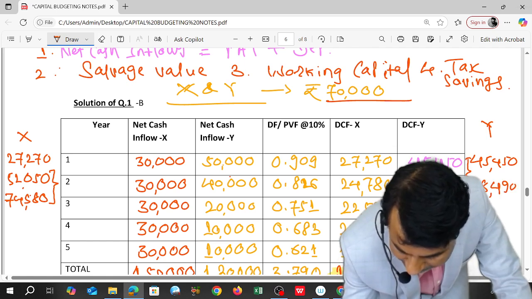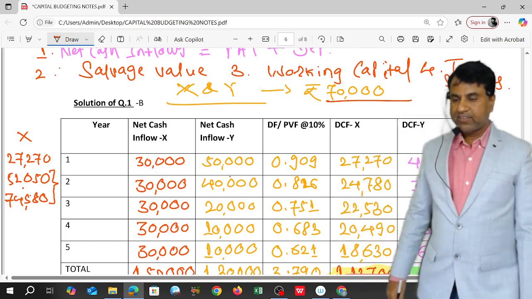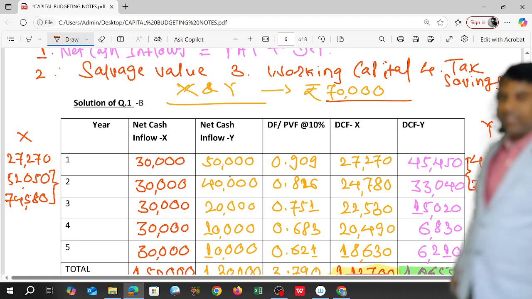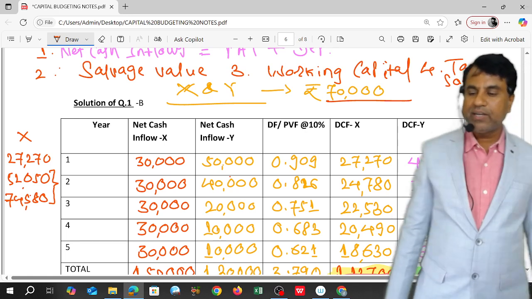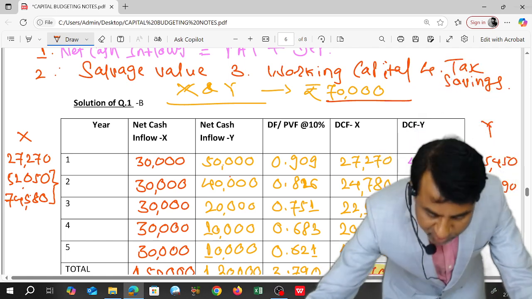So for Y payback period is in between first and second year, but for X it is second and third year. Y का देख लीजिए स्टूडेंट, सेकंड ही 78,490 आ रहा है, इसलिए Y के लिए 1 and 2 ईयर के बीच में ही अपन रिकवरी कर रहे हैं. X के लिए 2 और 3 के बीच में रिकवरी कर रहे हैं.